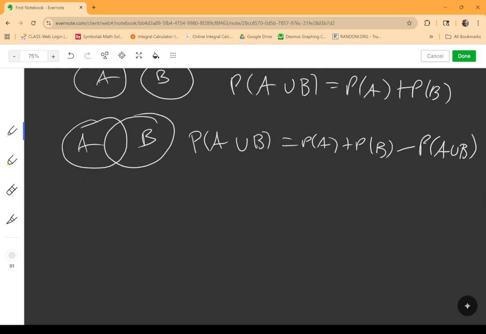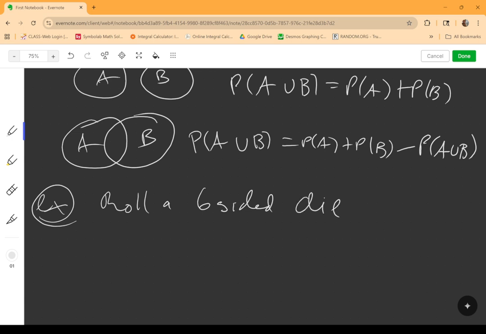All right, so let's say the example was you roll a six-sided die. Let A be the event that it's even, and B be the event that it is less than 3.